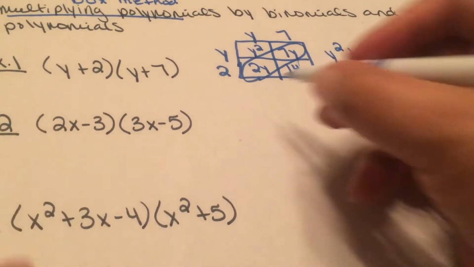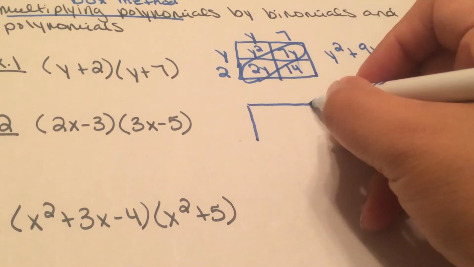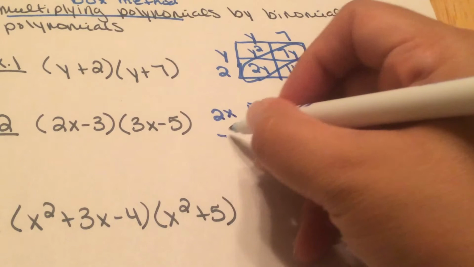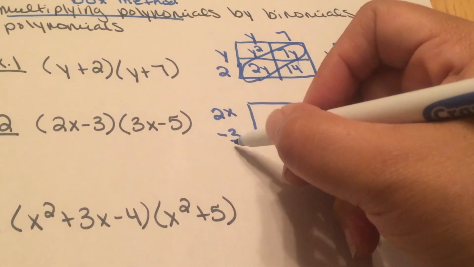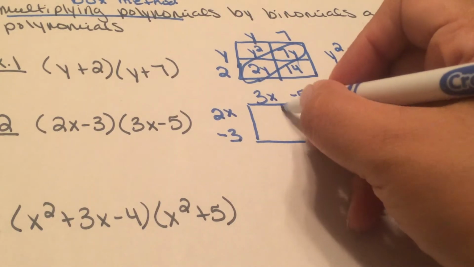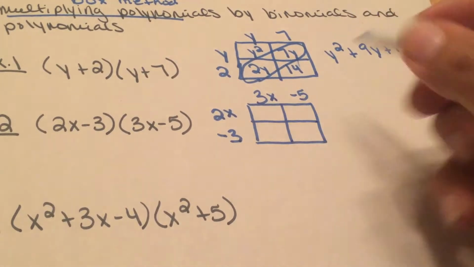Again, because I have 2 terms here, I want to make a box that's 2 by 2. This time we have a negative, so I want to put that negative here. So 2x and a negative 3, and a 3x and a negative 5. Then all I'm going to do is multiply.